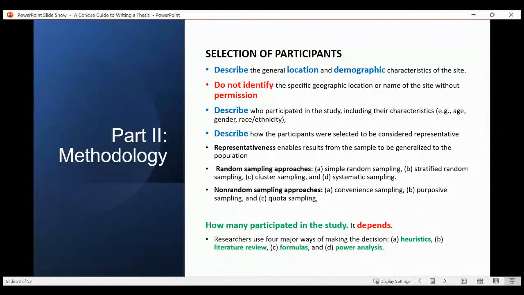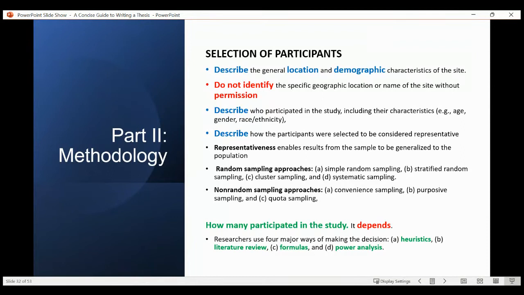Then describe how you selected your participants, whether random sampling, and there are different approaches: simple random sampling, stratified, cluster, systematic, or non-random sampling. It could be convenience, purposeful, or quota.